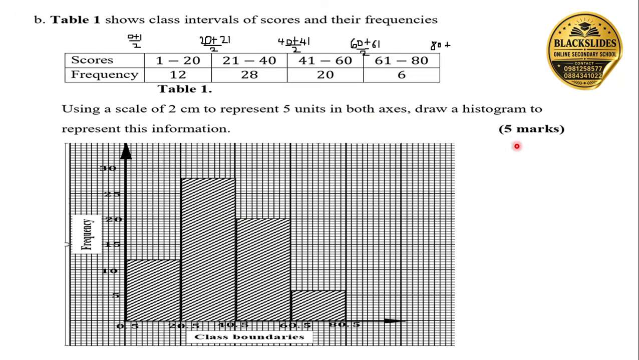So the 5 marks include the choice of correct scale, labeling of the axes correctly, and also the calculation of the class boundaries, which are these ones here.